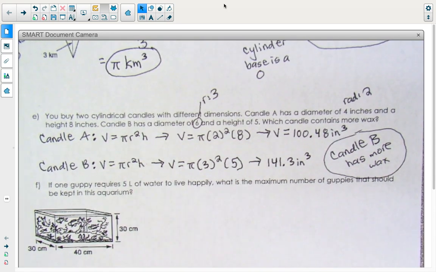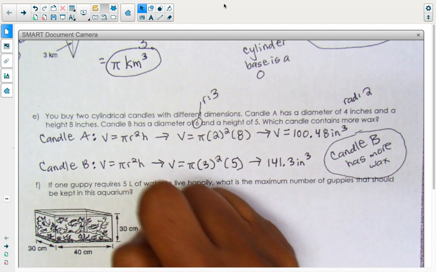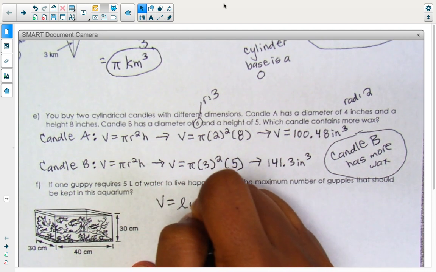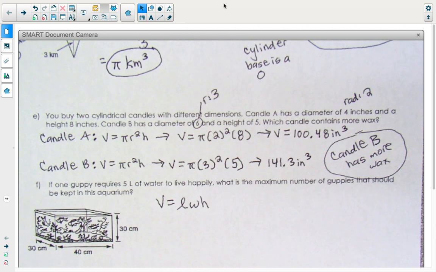If one guppy requires 5 liters of water to live happily, what is the maximum number of guppies that should be kept in this aquarium? So I have an aquarium here, and this is a prism. So we're doing base times height. Since this is a rectangular prism, my base is a rectangle, so my formula is length times width times height. All volume is base times height, but my bottom part is going to be length times width because it's a rectangle, and then you multiply that by the height.